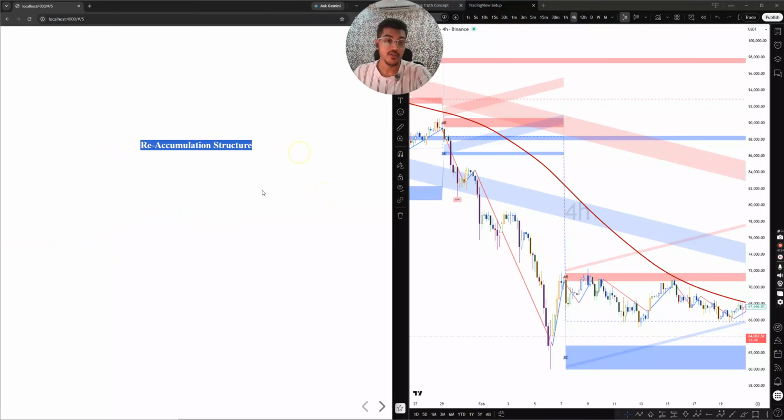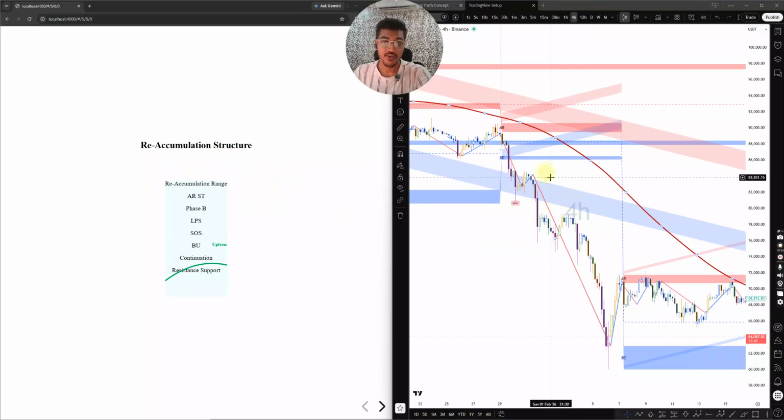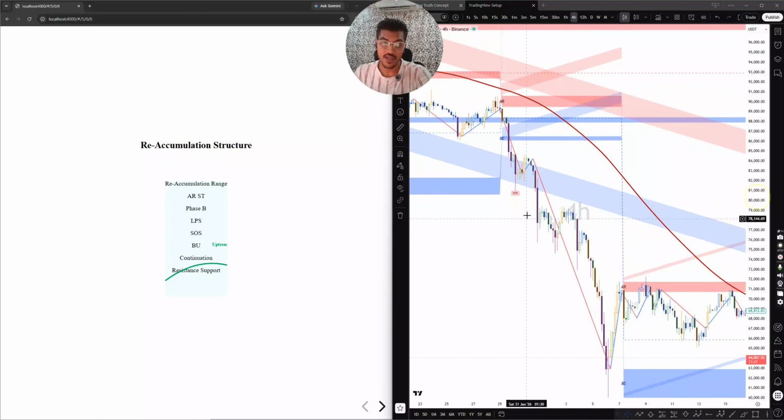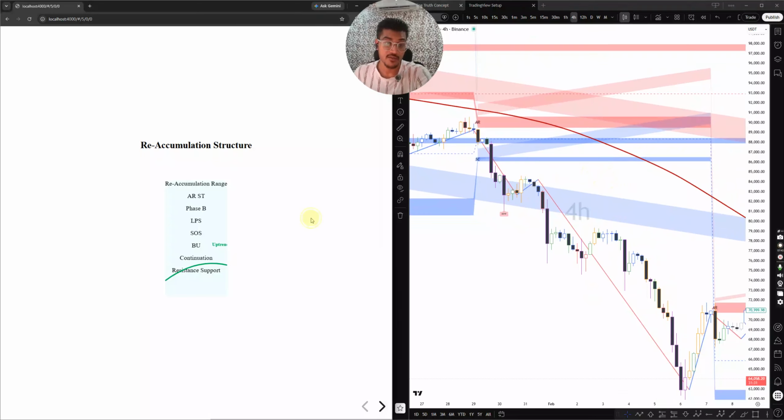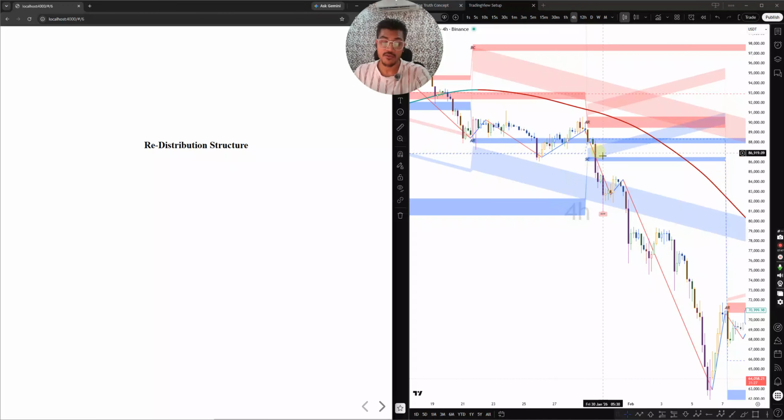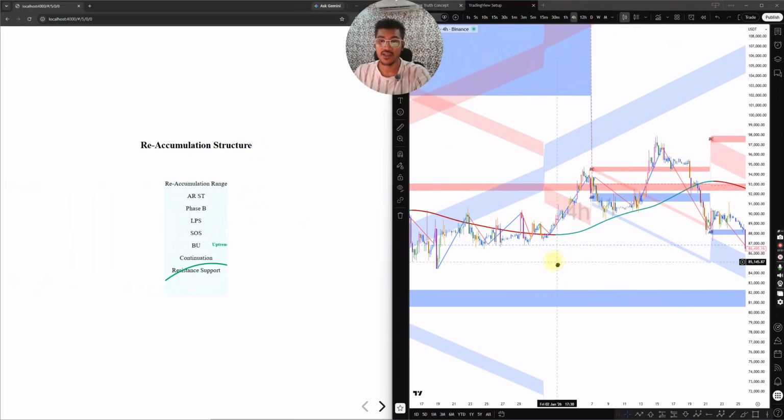All right. So the reaccumulation structure is, you can see, the same thing: selling climax, automatic rally, but there wasn't any secondary test. Instead, the market just shows this sign of weakness, you see, right? And then after the pullback, it just goes down. All right. Redistribution structure, that was your redistribution. Sorry, the reaccumulation structure is that one.